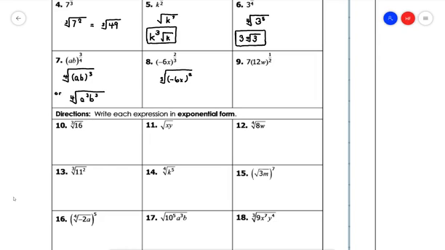Number 9, we have 7 times 12w to the 1/2 power. So the 7 doesn't have that power. 1/2 power is a square root, so 12w goes in there. And 12 can be simplified as 2 squared times 3. And since this is a square root, we're going to take out that 2, multiply by the 7, so 14 on the outside, square root of 3w.